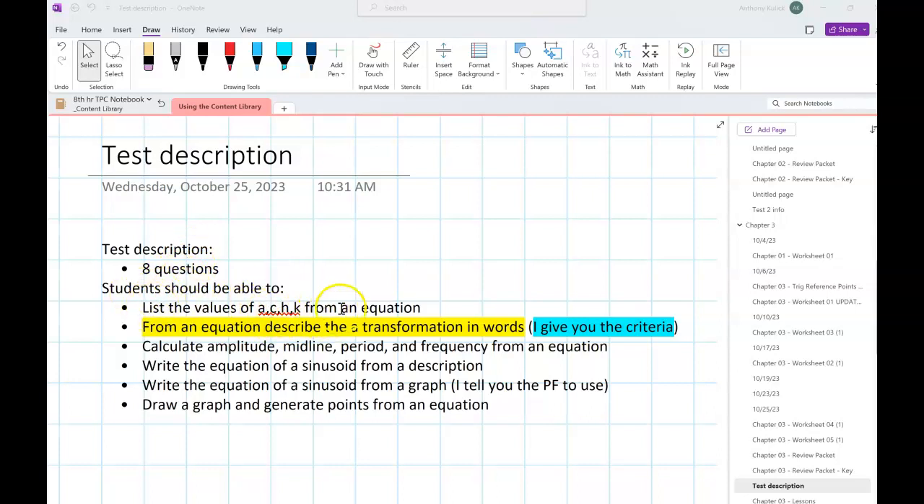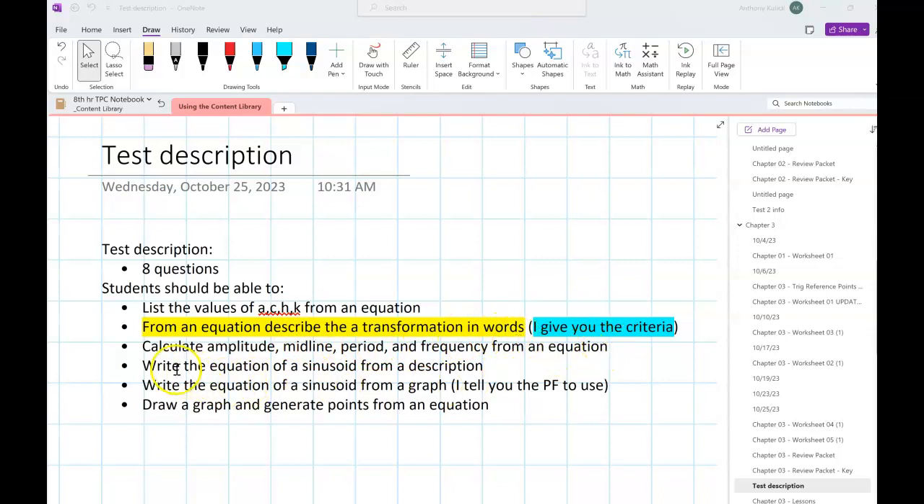List the values of A, C, H, and K from an equation. You should be able to take an equation and describe the transformation in words. I'll give you the criteria, like A is greater than 0 means yada, yada, those things. You should be able to calculate amplitude, midline, period, and frequency from an equation.